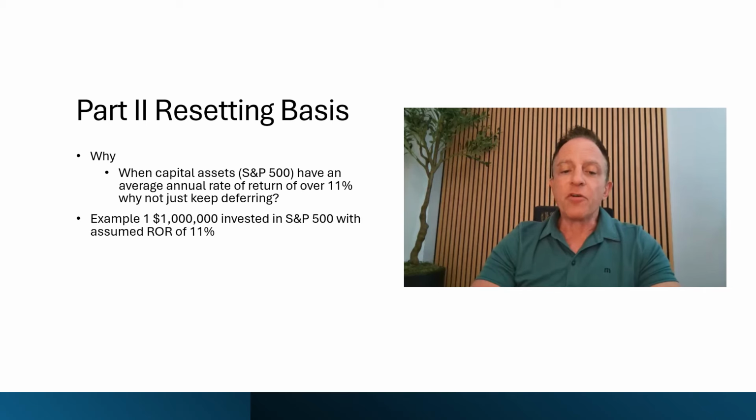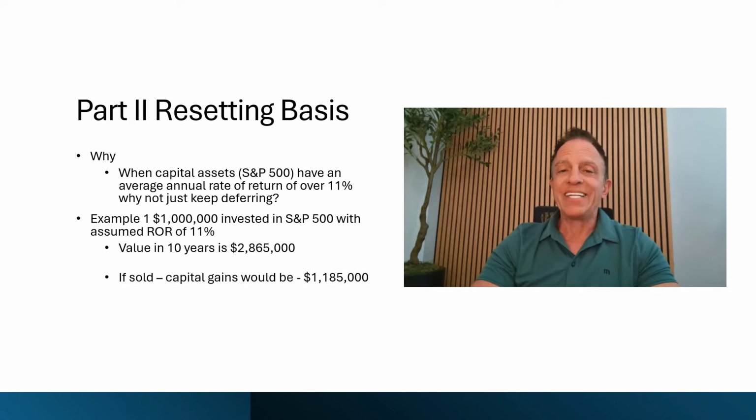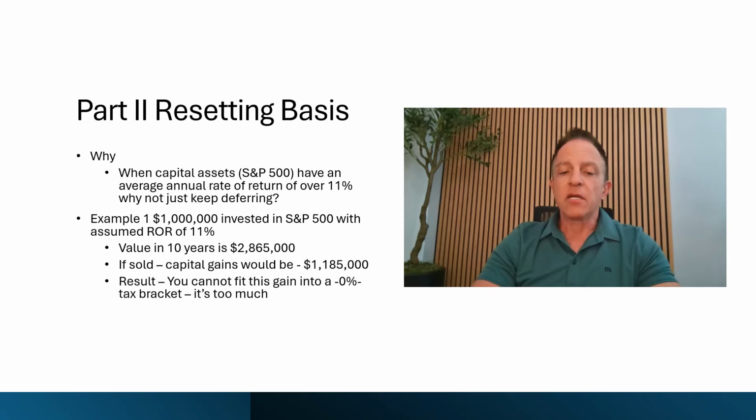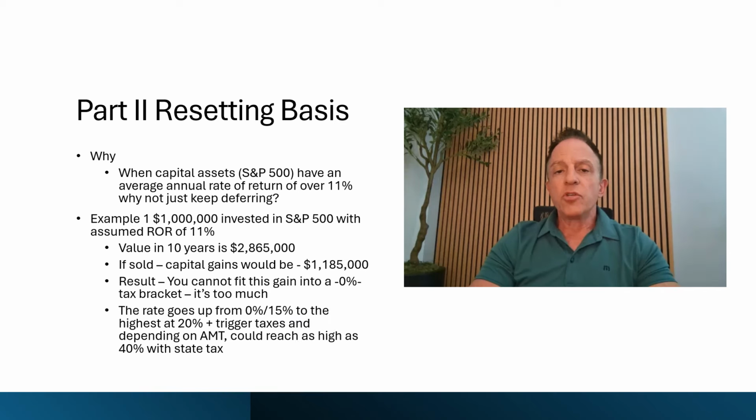But if you keep deferring it, well, let's look at what happens. If I take $1 million and I invest it at an average rate of return of 11%, the value in 10 years is $2.865 million. So you go to sell out of one stock or multiple stocks, and you're looking at a massive gain that's going to be very hard to fit into any kind of tax reduction strategy. Not all, but most. So you're definitely not going to fit in the 0% tax bracket.